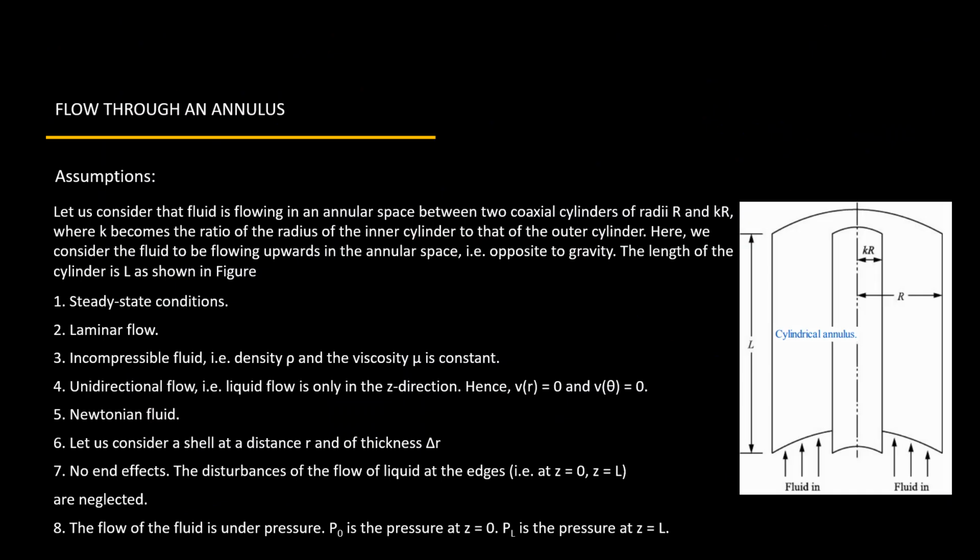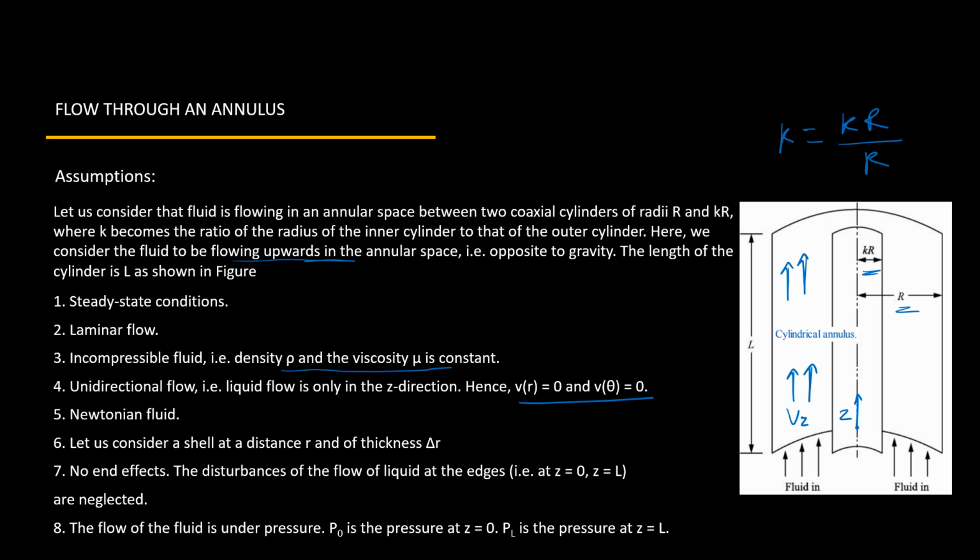Let us consider fluid flowing in annular space between two coaxial cylinders of radius R and kR, where k is the ratio of radius of inner cylinder to the outer cylinder. There is a flow which is upward in direction. It's opposite to gravity. Now this cylinder is of length L, steady state condition, laminar flow, incompressible fluid, density rho and viscosity mu constant. Flow is only in z direction, therefore velocity Vz, and velocity in r direction and theta direction is 0. Newtonian fluid.